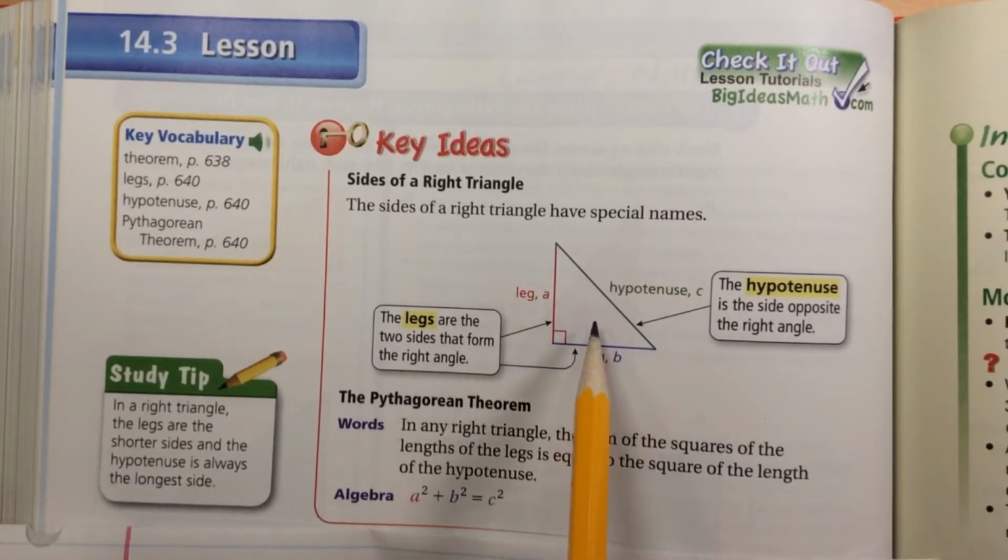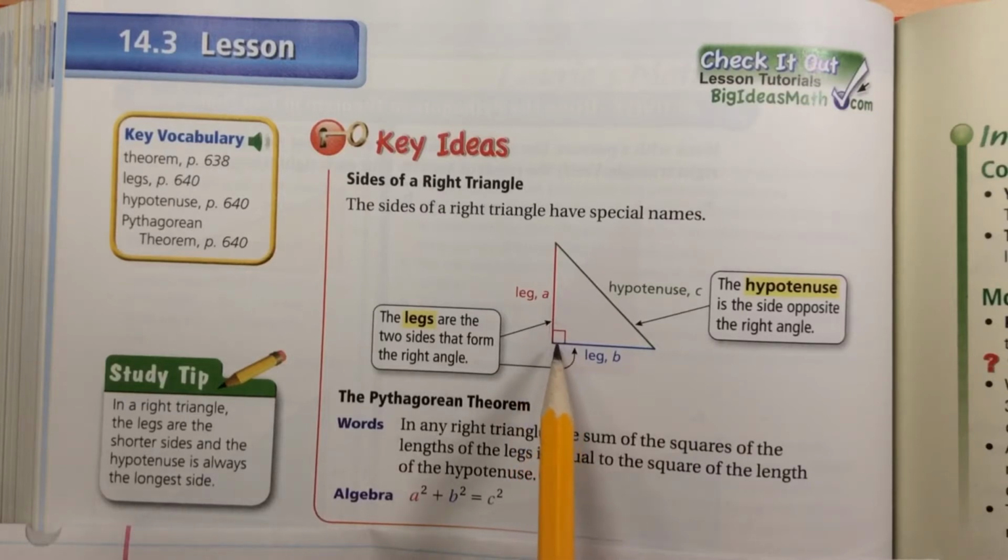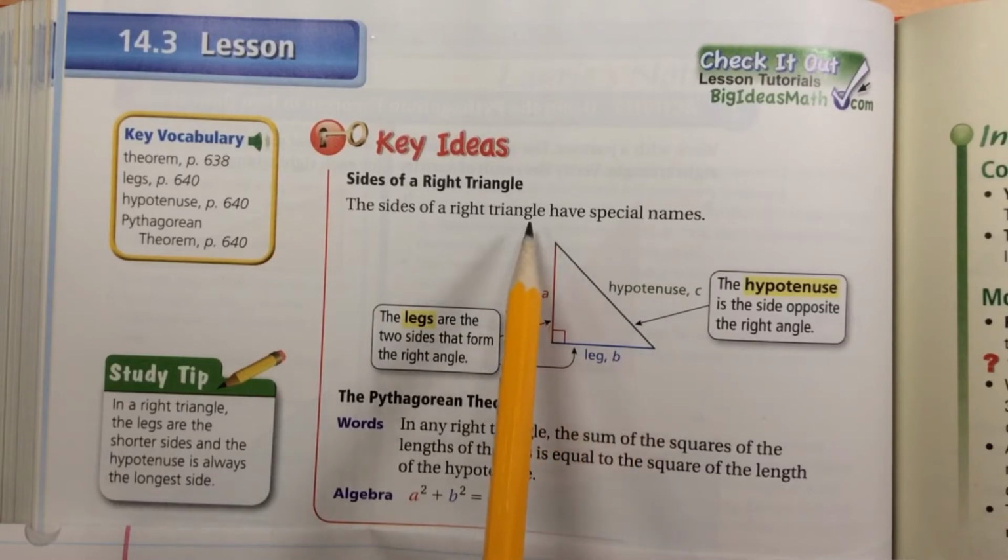Now the hypotenuse is always the longest side in a right triangle, because it's across from the largest angle. The right angle has to be the largest angle in the right triangle. The side across from it, the hypotenuse, will be its longest side. So the two legs are always the shorter of the sides, and the hypotenuse is always the longest of the three sides.